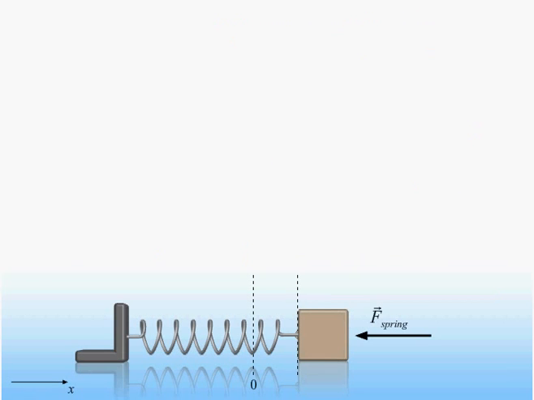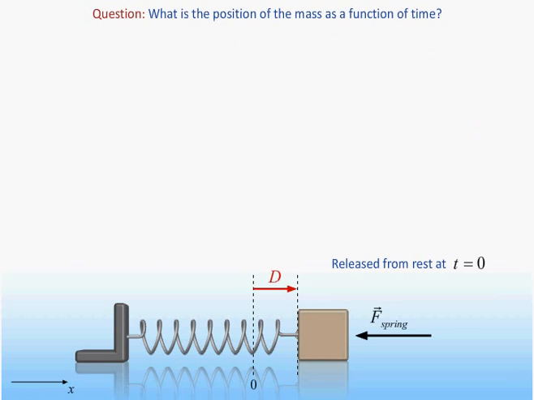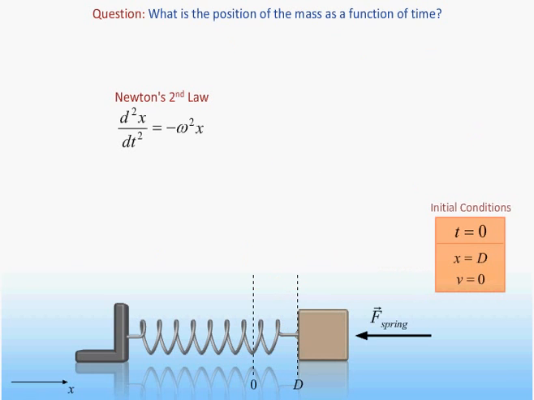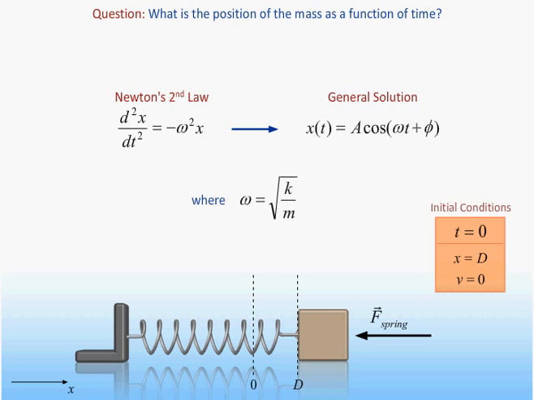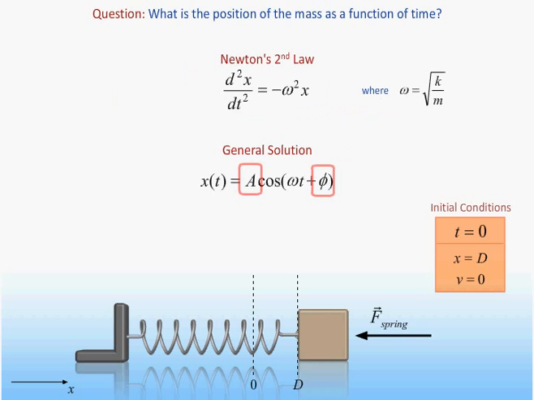We are now in a position to finish the example we started 2 slides ago. Here we see the mass given a displacement plus d and released from rest at time t equals 0. Our task is to determine the position of the mass as a function of time. We know the differential equation describing the oscillation of the mass has a general solution of the form shown. We can determine the angular velocity since we know the spring constant and the mass. The remaining parameters, A and phi, are determined from the initial conditions.